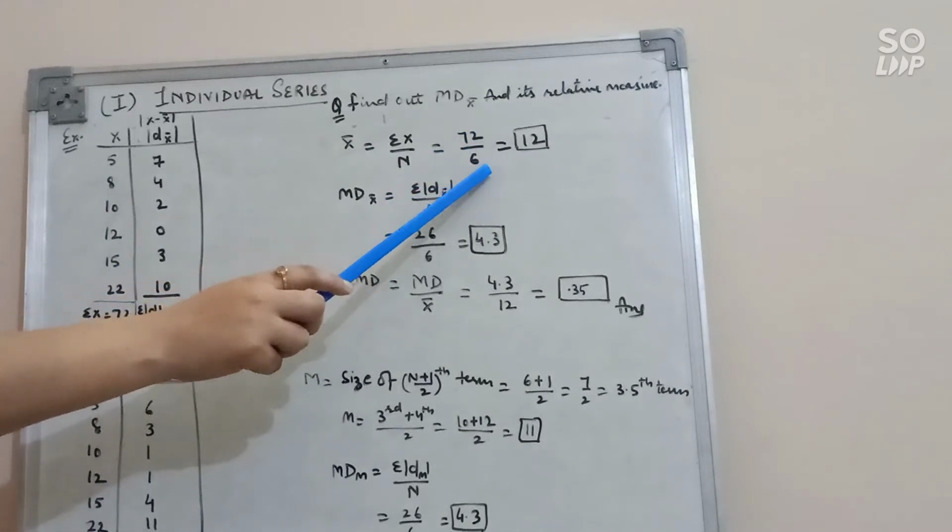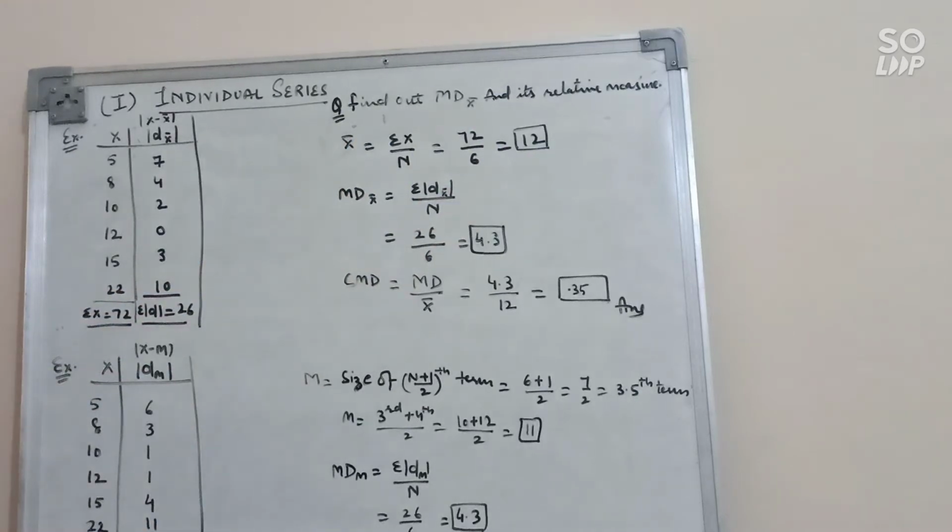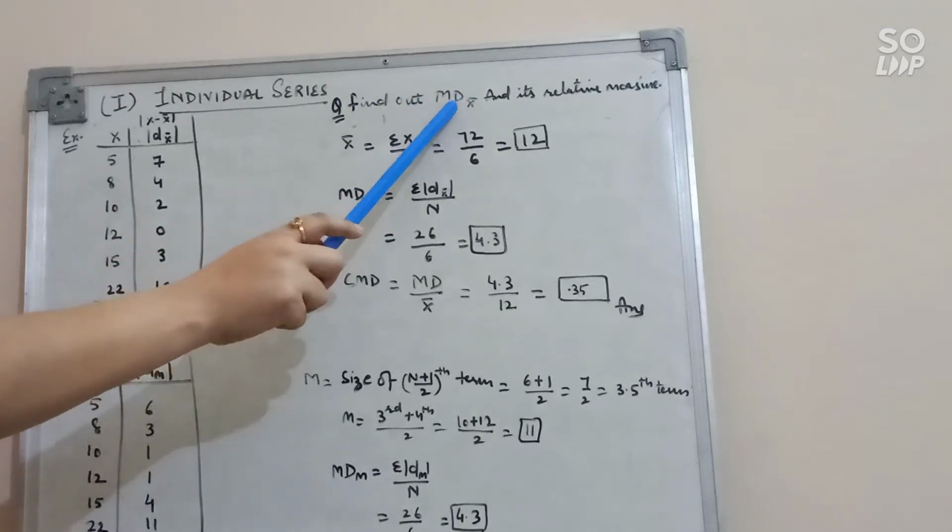6. So 72 divided by 6 is equal to 12. So the mean we have calculated, that is 12. First step is done. I hope it is clear. Then the second step. The second step is to find out deviation.